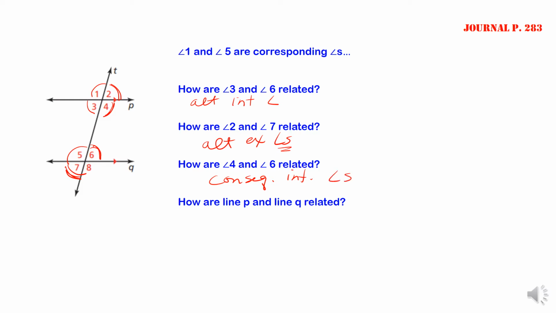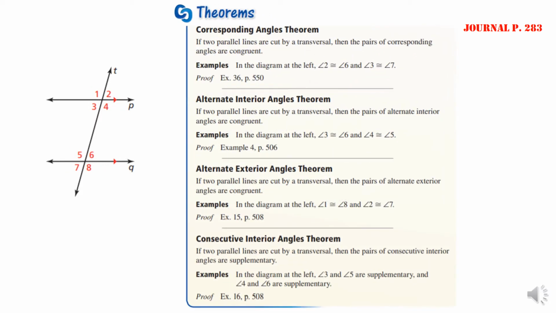And how are P and Q related? Well, look right here. You can see the parallel symbol. Okay? So, what is this going to mean when they are parallel? All right. So, the corresponding angle theorem. If two parallel lines are cut by a transversal, then the pairs of corresponding angles are congruent.